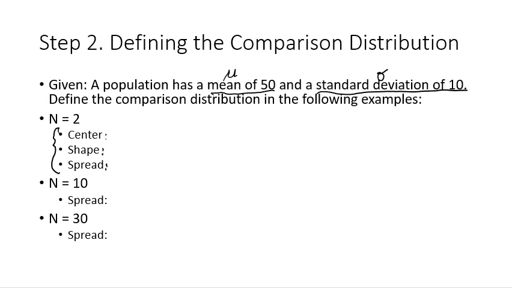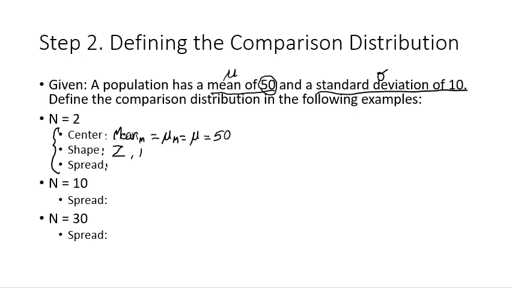spread. The center for the distribution is going to be the mean for the distribution of means, which we indicate with that little subscript M. Don't put it above, it goes below. It's the same as the mu for the distribution of means, and we know from the central limit theorem that's going to be the same as mu for the population of individuals. So for this part of the comparison distribution, we simply go into the problem, look for mu, and that's all we write here.